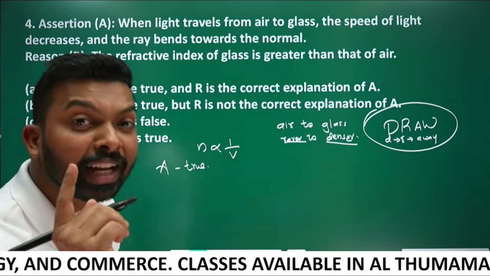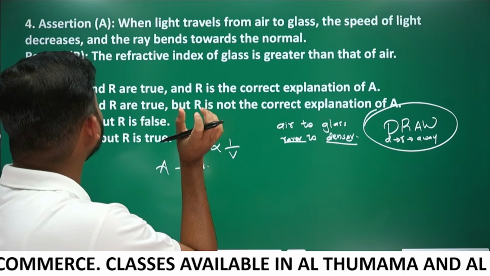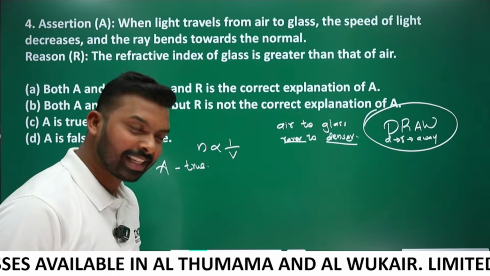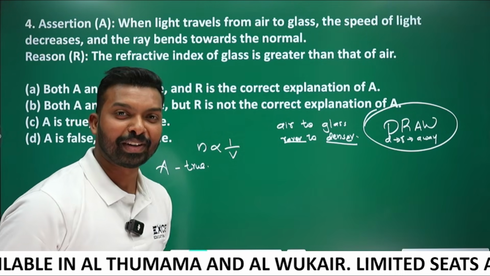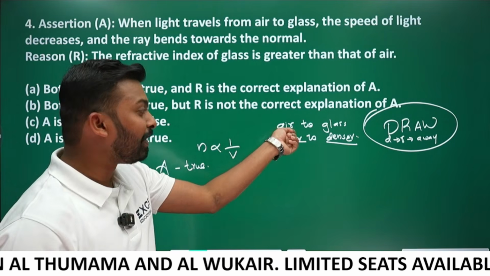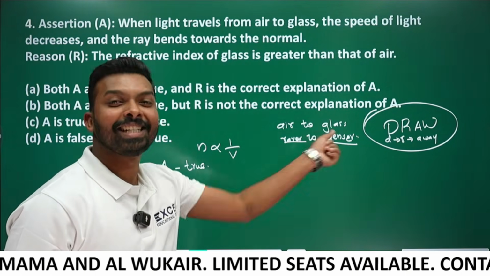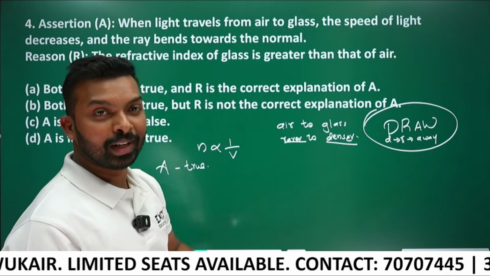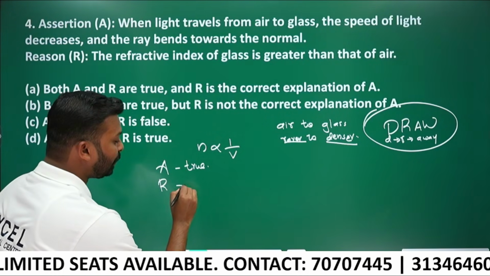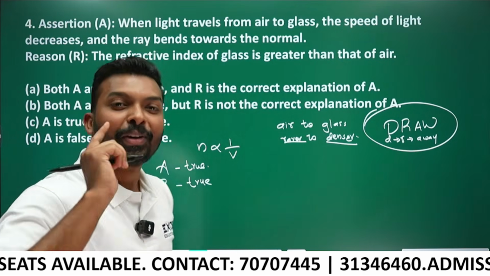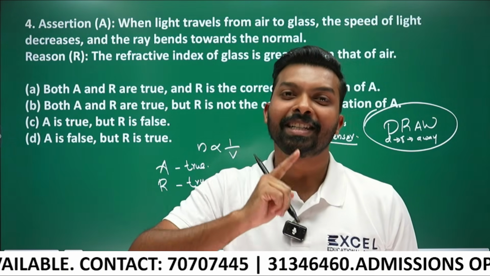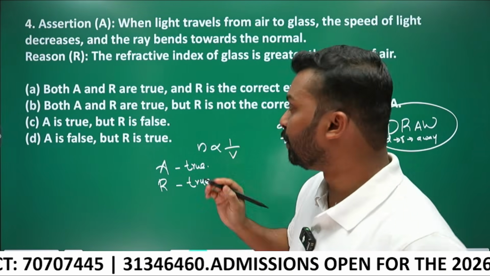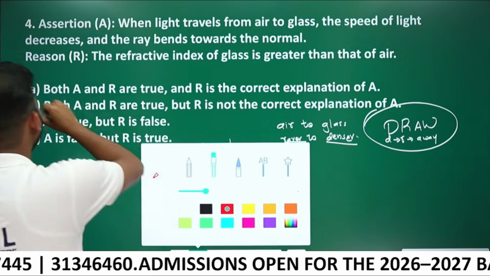Now let's go for the next part, whether the reason is giving you the right answer. Refractive index of the glass is greater than that of the air. Yes, that's what we have written here, right or not? Air is a rarer medium, glass is a denser medium. So are we getting the right reason here? Yes, R is also true. So the assertion is true, the reason is also true, and it is the right explanation. So you should go for option A.